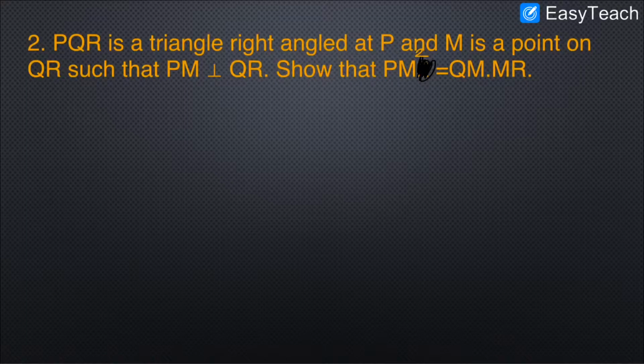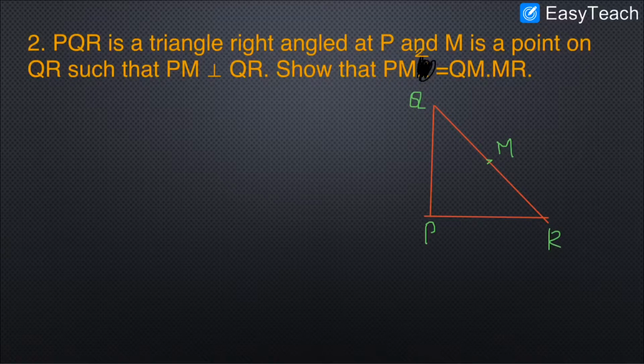So first of all, let me draw one triangle based on the problem. So this is triangle PQR. It's mentioned, it's right angled at P, so I am going to mark P here. And next, I am going to mark Q and R, and M is a point on QR. Everything is mentioned in the question itself, right? M is a point on QR.